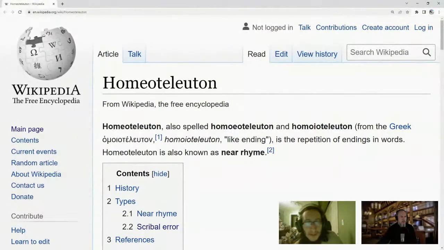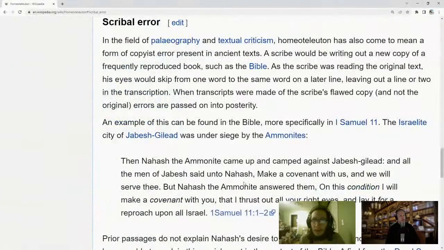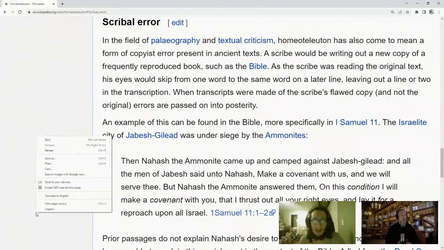Okay, so as we see here, this is a phrase where it refers to a repetition of endings in words. So it's used to refer to rhyming, but it's also used in textual criticism of the Bible for a scribal error. So click the part of the Wikipedia article which says scribal error. And so now we will read: in the field of paleography and textual criticism, homoioteleuton has also come to mean a form of copyist error present in the ancient texts. A scribe would be reading out a new copy of a frequently reproduced book, such as the Bible. As the scribe was reading the original text, his eyes would skip from one word to the same word on a later line, leaving out a line or two in the transcription. When transcripts were made of the scribe's flawed copy and not the original, errors are passed on into posterity.